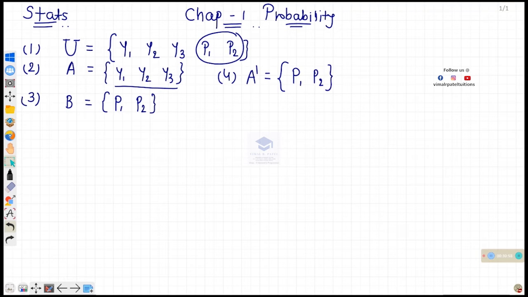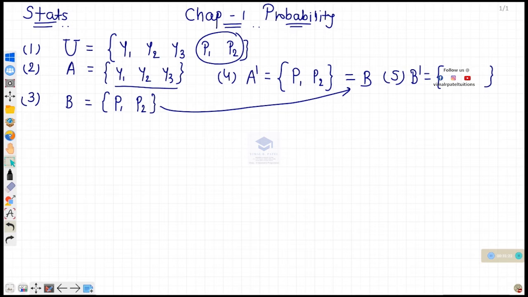So you can also say that your A dash is equal to B. Then B dash, set of all elements which are in U but not in B. So except this, it will be Y1, Y2, Y3. So it is A. So in this sum A dash is B and B dash is A.